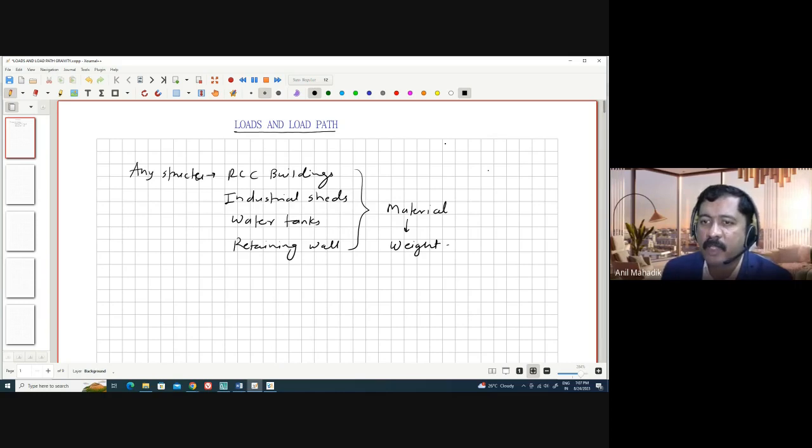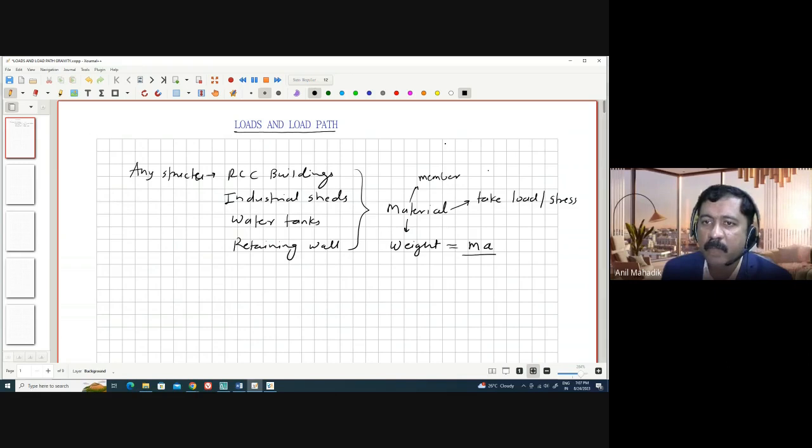Weight is nothing but mass into acceleration, all of you know. If this weight is there, then the material should take the load, or it should take the stresses which are coming in the material due to the loads. Due to loads, there are different forces like axial forces, compression, tension, bending moment, and shear forces. All kinds of forces are coming in the material or in the members.